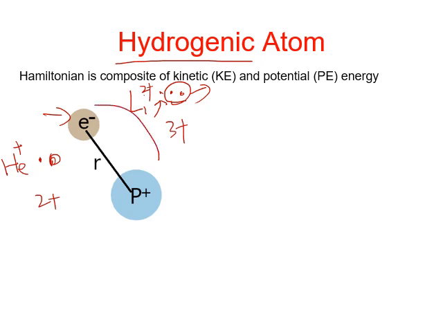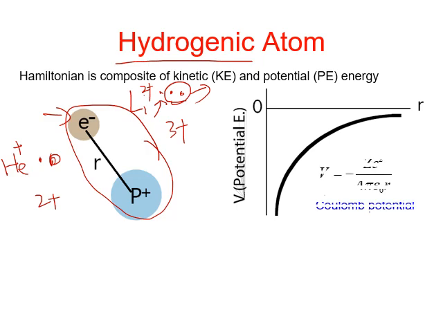The potential energy between the electron and the nucleus is described by the Coulomb potential, which is negative Z, the charge, times e squared divided by 4 pi epsilon r. r is the distance between the electron and the nucleus. Z for the hydrogen atom is 1, because you only have 1 proton. For helium, it's 2. For lithium, it's 3.